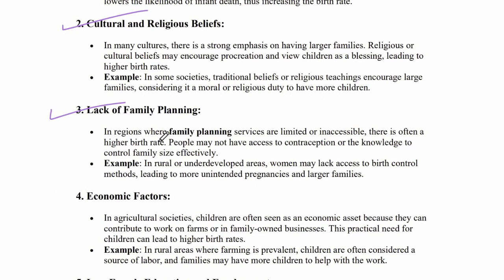Lack of family planning. In regions where family planning services are limited or inaccessible, there is often a higher birth rate. People may not have access to contraceptions or the knowledge to control family size effectively. Example: in rural or underdeveloped areas, women may lack access to birth control methods, leading to more unintended pregnancies and larger families.